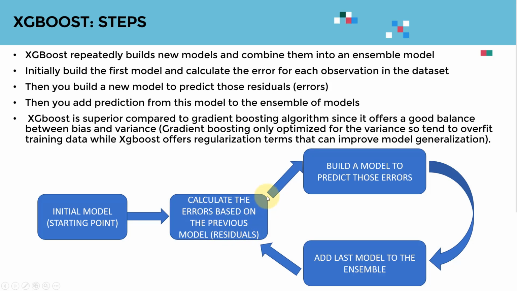Afterwards, you build a model to predict those residuals from the previous stage. Once you have that, you add the latest model to the ensemble, and then you repeat again: make new predictions, calculate residuals, and develop a model to predict those residuals. You add that to the ensemble, and you keep going on and on until the model becomes extremely powerful. Think of it as combining all the intelligence from all these weak models to come up with a much more superior model at the end.